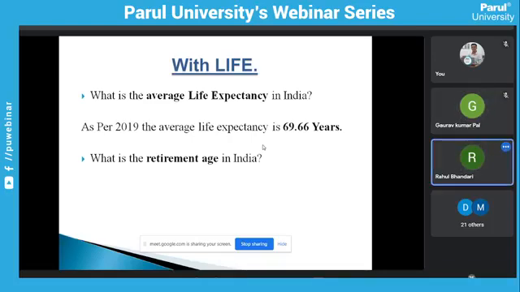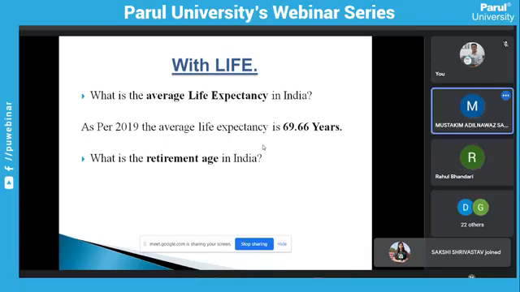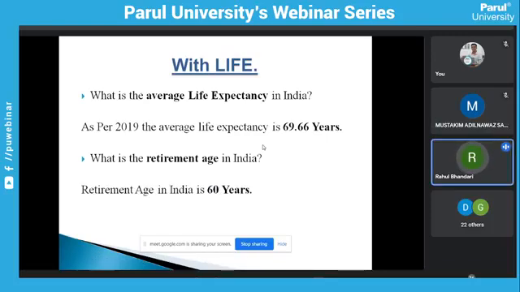Retirement age, not what is the retirement age? You will definitely work for 69 years, you are telling, right? It is, I think, 55. Okay. So the retirement age in India is 60 years.